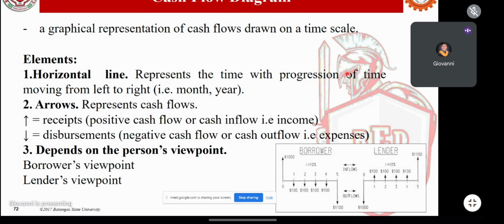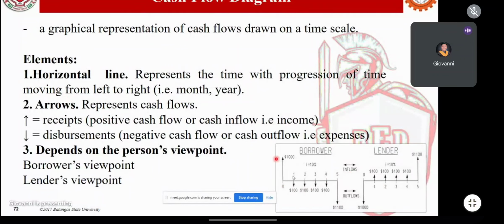So there are three elements of cash flow diagrams. So we have the horizontal line, the arrows, and viewpoint. So for horizontal line, represents the time scale with progression of time moving from left to right. So when we say horizontal line, that is this one. So from 0 to 5.